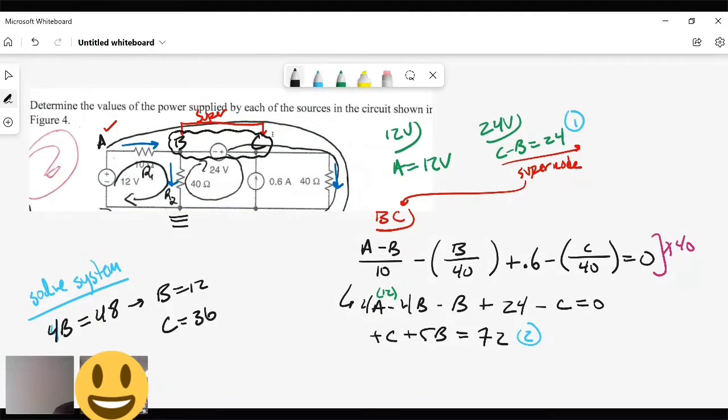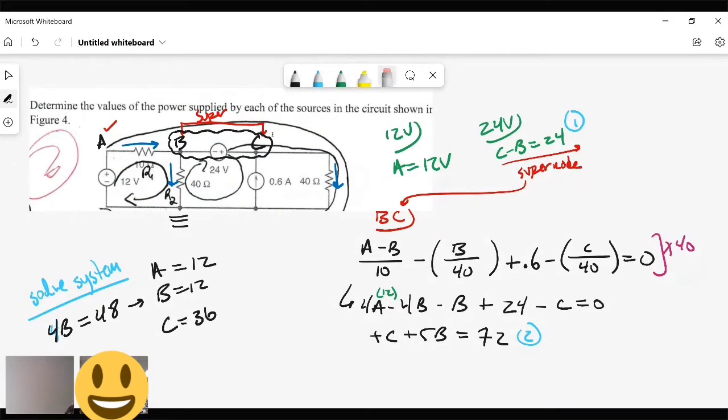And those are your voltages. So A is 12, B is 12. Wait, so how is it 4B if you're subtracting the two of them and then it's a negative B there? Wouldn't it be 6B, or no?